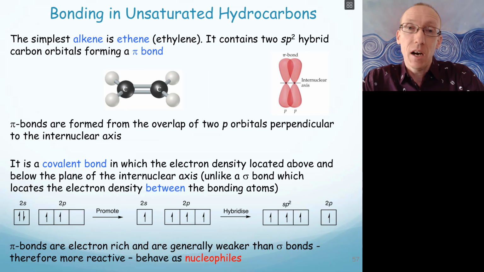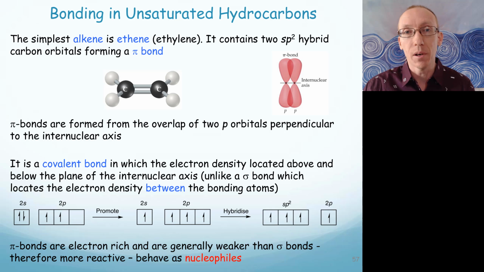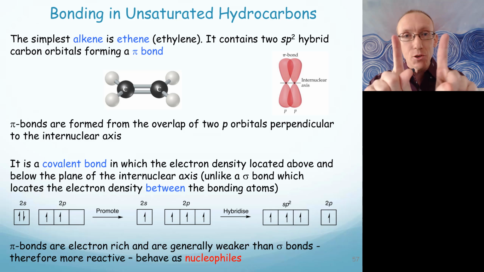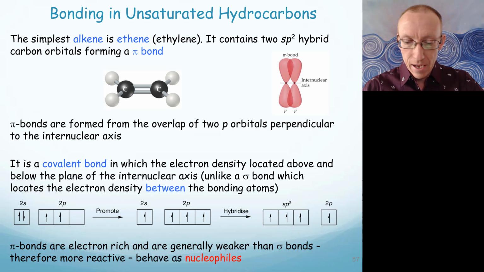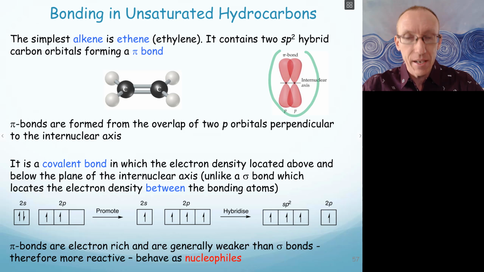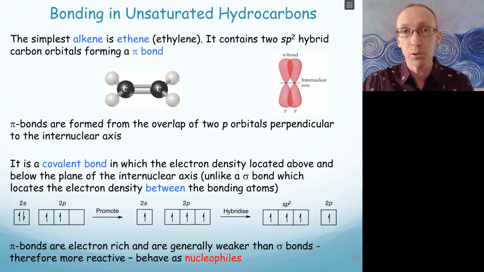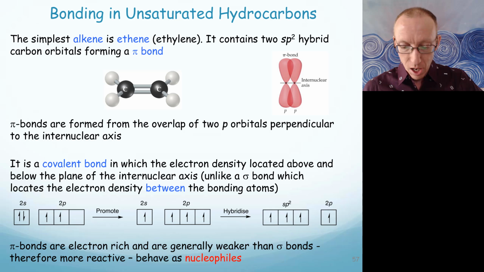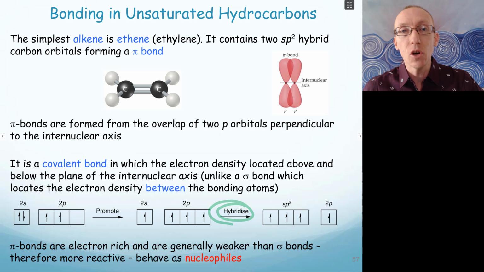So the bonding in unsaturated hydrocarbons involves a pi bond. A pi bond is the edge-on overlap between p orbitals, so we've got sideways overlap between p orbitals. That pi bond has interesting chemistry and imparts interesting properties on the molecule. It's a covalent bond, and the electron density of this bond is above and below the plane of the axis that joins those two atoms together. To get to this arrangement, we have to do hybridization of the atomic orbitals of the carbons involved in that bond.